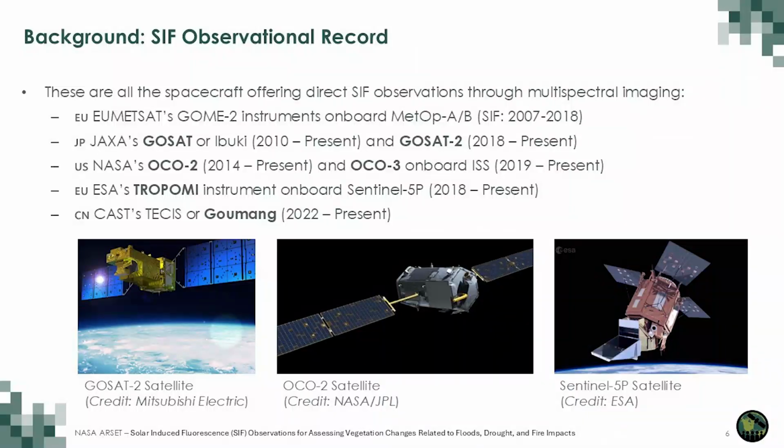More recently, we now have TROPOMI on board ESA's Sentinel-5P spacecraft, which launched in 2018, GOSAT-2 launching in 2018 as well, OCO3, which launched in 2019, as we've previously discussed, and most recently, the Chinese Academy of Space Technology's GOMANG satellite, which launched in 2022. All of these satellites have publicly available data, with the exception of GOMANG, and sometimes your analysis may be improved by combining or regridding data from multiple satellites into a single product. So it's useful to keep these in mind to know all the tools you have available when looking at SIF.